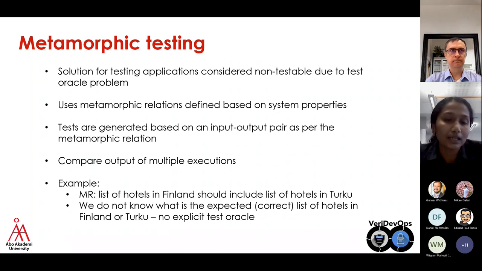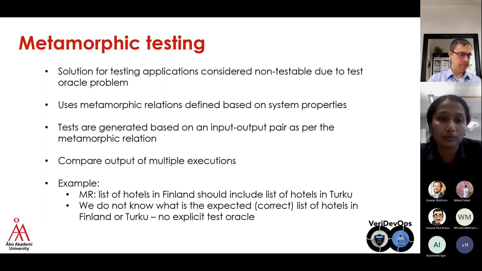Metamorphic testing is proposed as a solution for testing applications which are considered non-testable due to the test oracle problem, and for applications where it is hard to specify an explicit test oracle. For testing such systems, metamorphic relations are defined based on behavioral properties of the system, and test cases are generated based on an input-output pair identified as per the metamorphic relation. In this approach, we compare the outputs of multiple test executions.